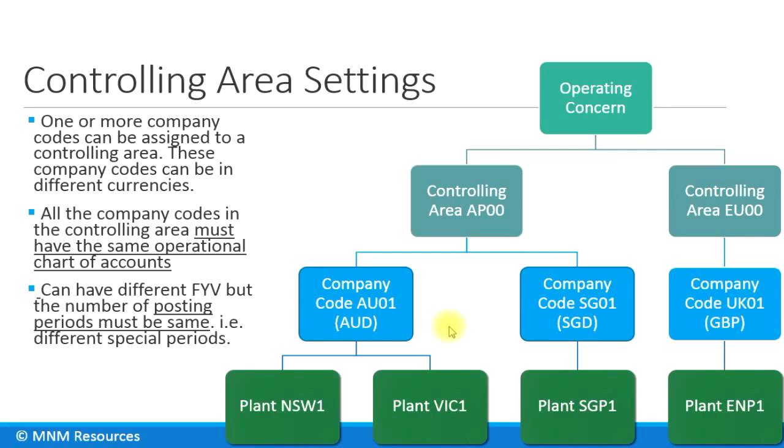But just for now, just related to the CO module, just remember that there are 2 things you must know, that if 2 company codes are assigned to the same controlling area, they must have the same operating chart of accounts, number 1, and number 2 is that the number of posting periods must be the same. That's the main condition.